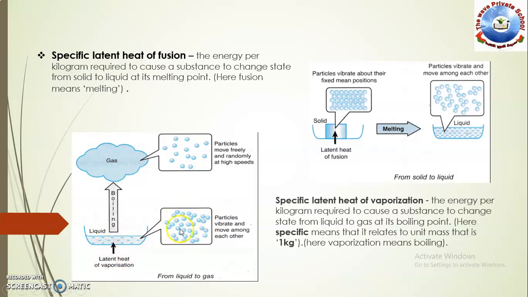this process happens at the boiling point, and when it changes into gas, this process is called latent heat of vaporization. As you can see here, in the case of liquid, particles vibrate among each other, but when it becomes gas after vaporization, or becomes vapors, then particles move freely at high speeds. So when liquid changes its state to gas, it is called latent heat of vaporization.